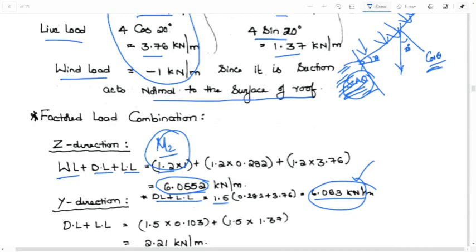Okay, so why is that? See here, this is the section, and this is the Y, and this is the Z. Of course, this is the rafter.